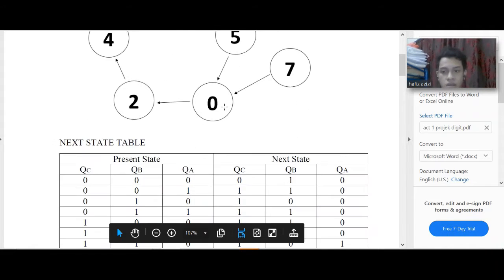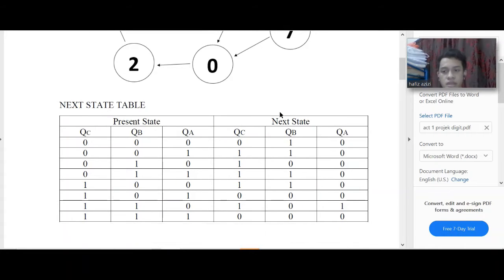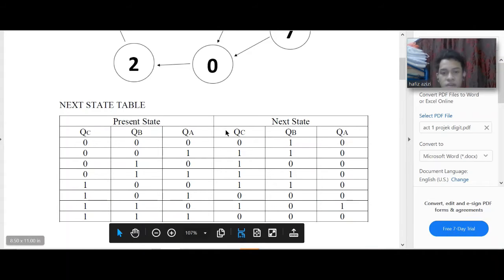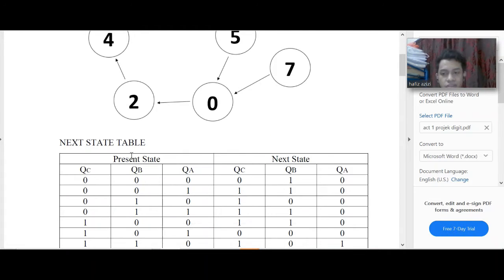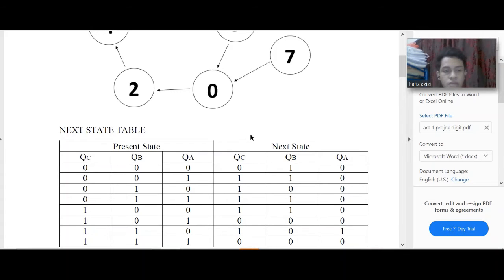Okay. Next is the next state table. Okay, the next state table has two columns here. That is present state and next state. Okay. Present state is QC, QB, QA. We start with 0, 1, 2, 3, 4, 5, 6, 7. Okay, next state. We make it based on this state diagram. As an example, from 0, 0, 0, from 0 to 2, 0, 1, 0. That's how I do it.